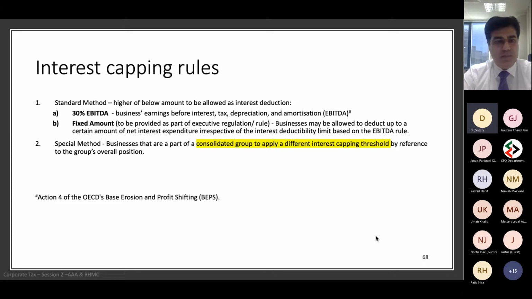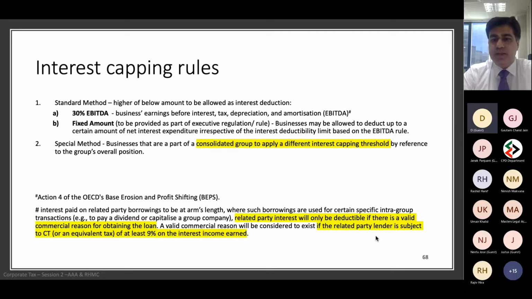Now, special method. There is going to be a special method at a group level. The group definition is again being defined at a later stage, which we are going to refer to. They will have a different interest capping method using the group's overall position. So that can be used and looked at, which is again at a group level.